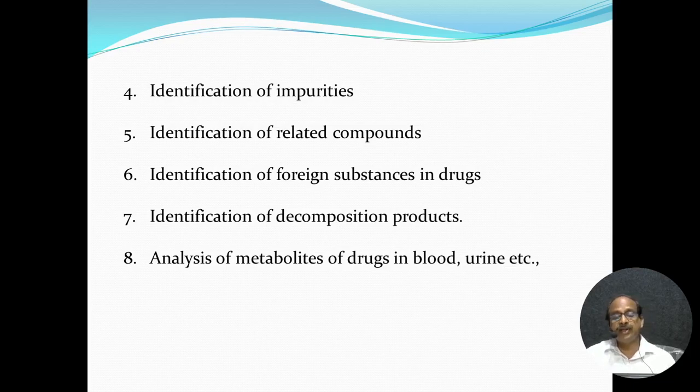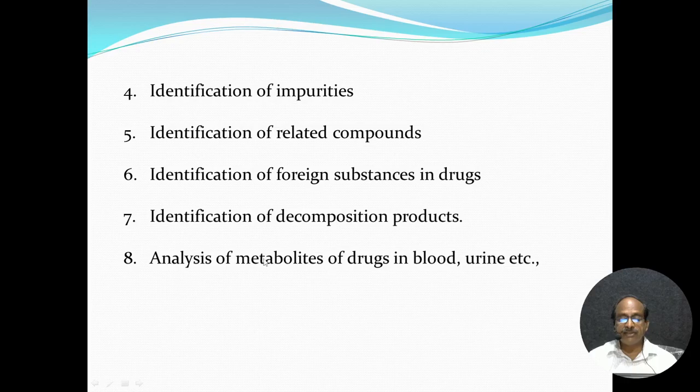And identification of related compounds: is there any related compound present in that particular sample? We have to identify it. And identification of foreign substances other than the drug, that is, a little bit of impurities present. And identification of decomposition products. Does your product contain decomposition? How much quantity of the different components is decomposed in your sample? Definitely, we can identify the decomposition of products by using this paper chromatography technique.